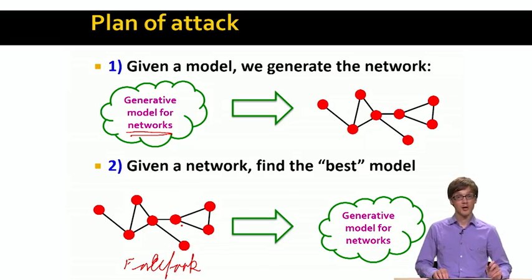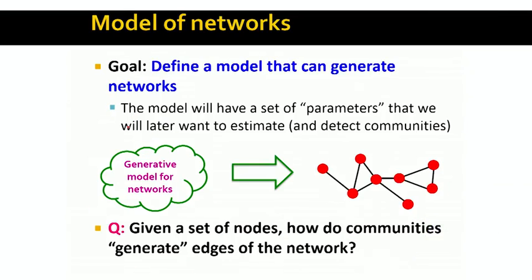Our next thing now is to ask, what is a good generative model for networks? Let me tell you how to think about this. We want to define a generative model for networks, and our model will have a set of parameters that we will later want to estimate given our real data. By estimating those parameters we will implicitly detect the social communities that I was talking about. So the question is, given a set of nodes, how do communities generate the edges of the underlying social network? We need to define the way the edges arise given a set of nodes.